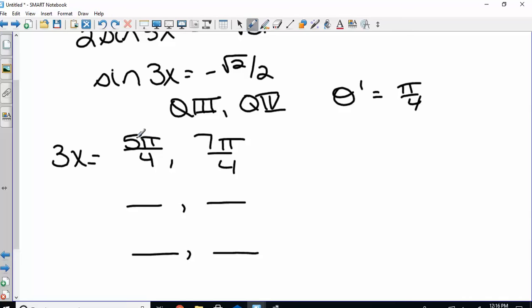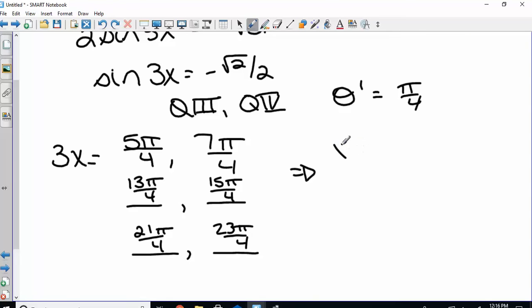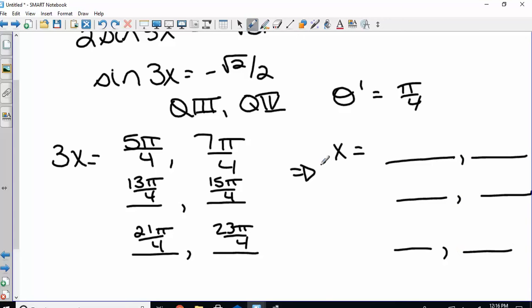2 pi is like 8 pi over 4, so that gives me 13 pi over 4, 21 pi over 4, 15 pi over 4, and 23 pi over 4. But I am not done. I need what x equals. So, all 6 of those have to be divided by 3.